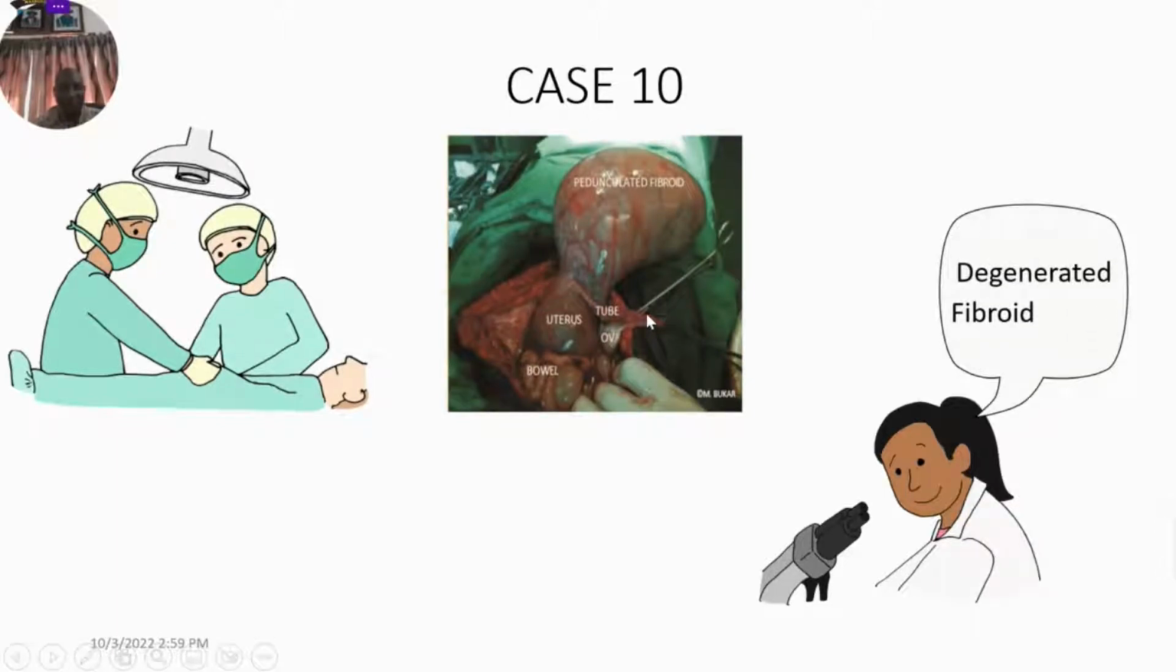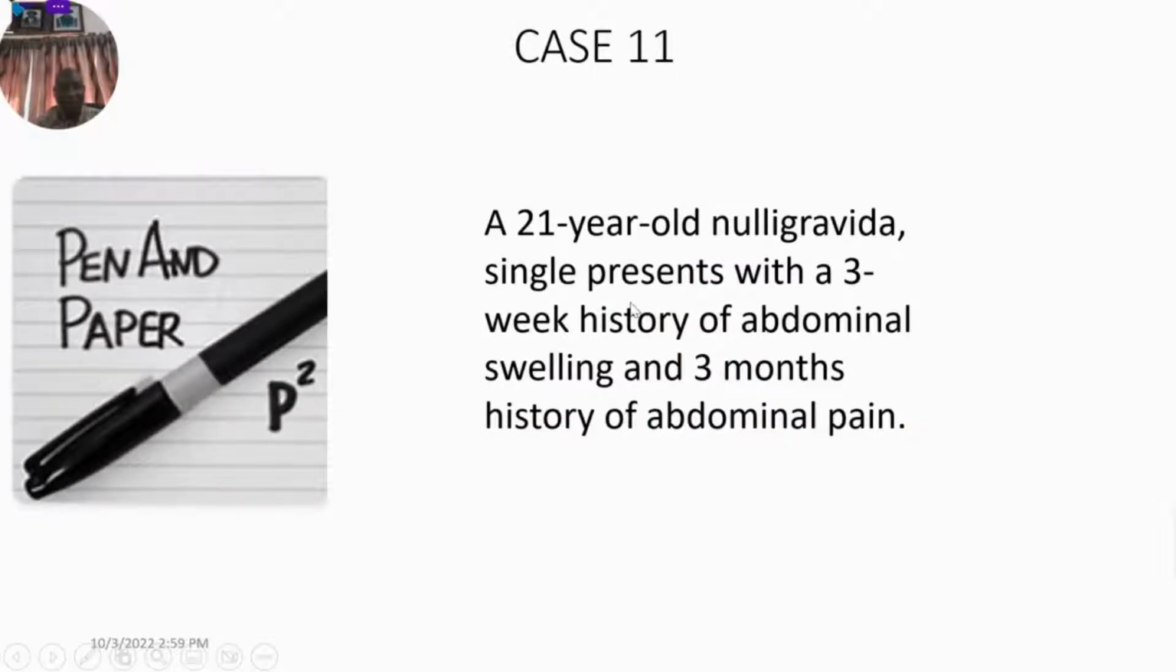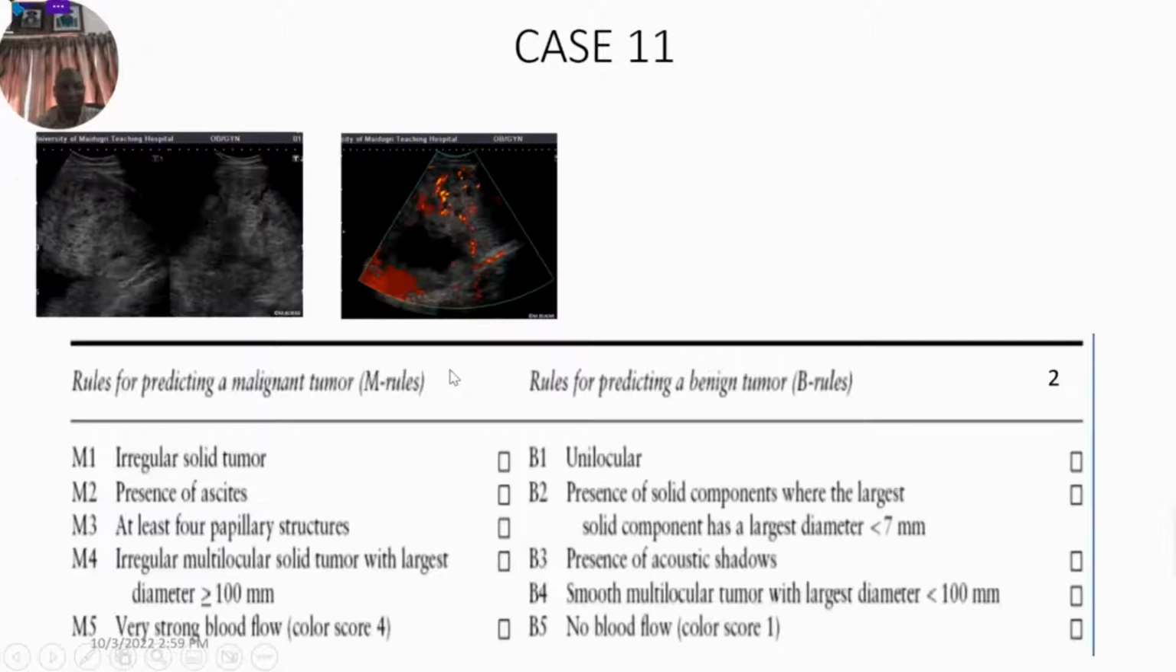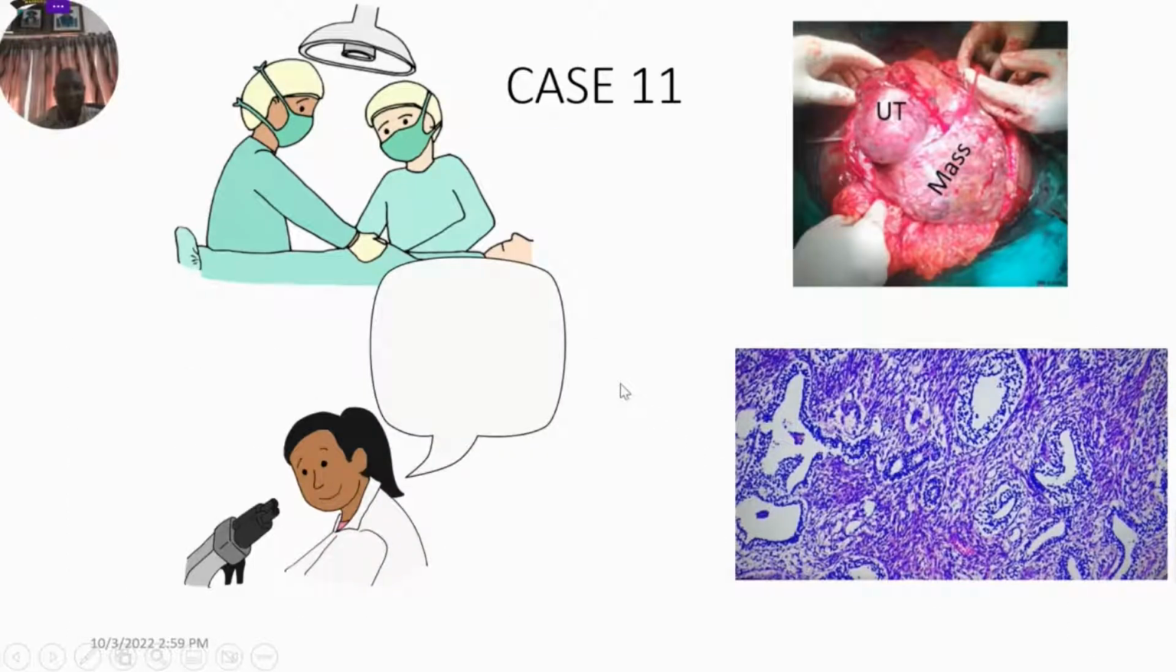fibroid. Case number 11 was a 21-year-old nulligravida who was single and presented with a 3-week history of abdominal swelling and 3 months history of abdominal pain. Here you can see that it was an irregular solid tumor with very strong blood flow. So 2 M rules, no B rules, so it's classified as malignant. She underwent surgery and histology confirmed that this was an immature teratoma.